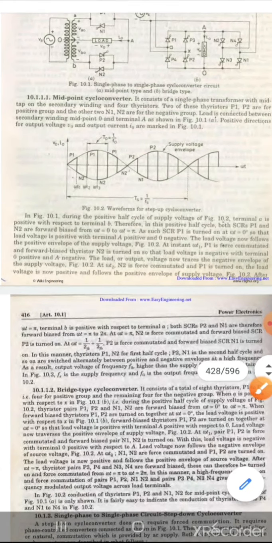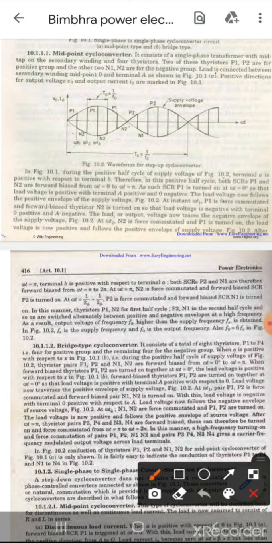Now at omega t2, N2 is force commutated and P1 is turned on. So the load voltage is again positive, and the output waveform follows the positive envelope of the supply voltage after omega t1. Now you clearly understood, this is the waveform you got in the positive half, like this.